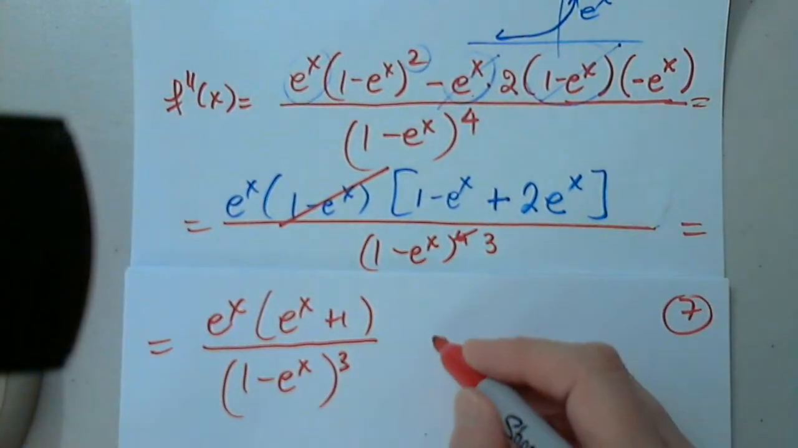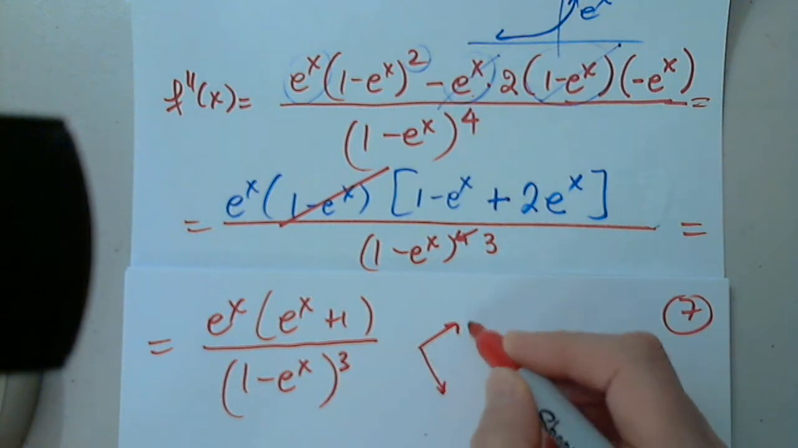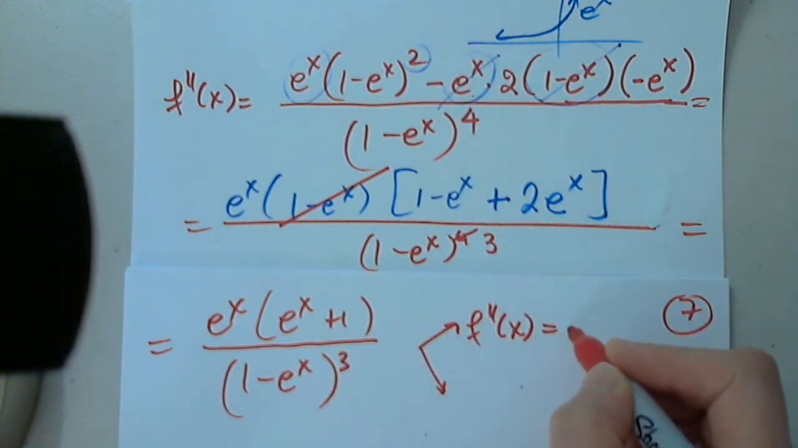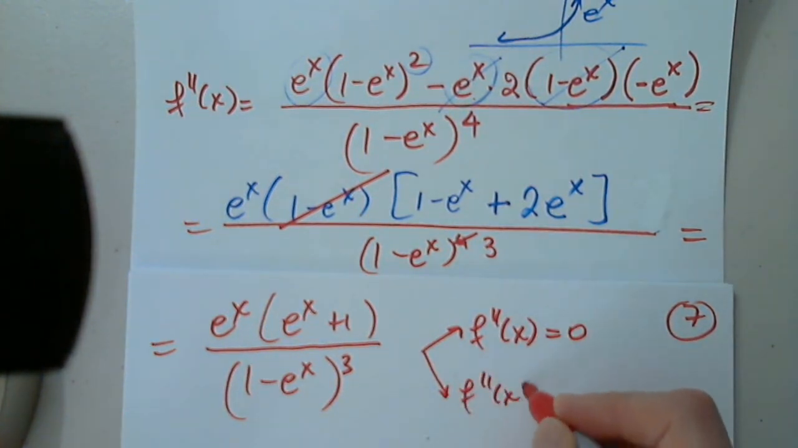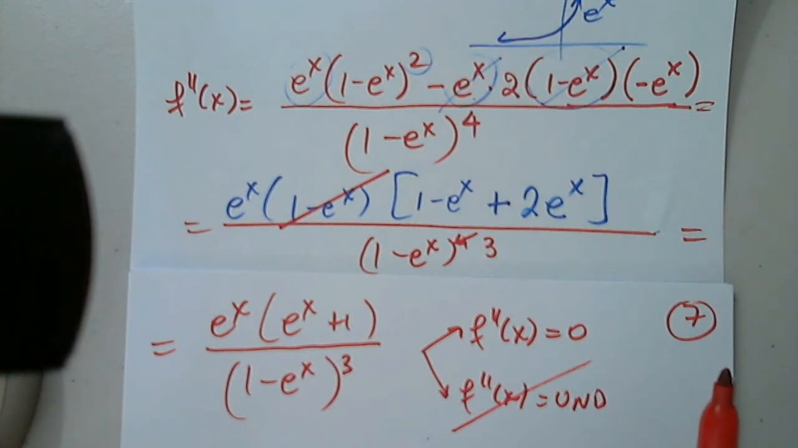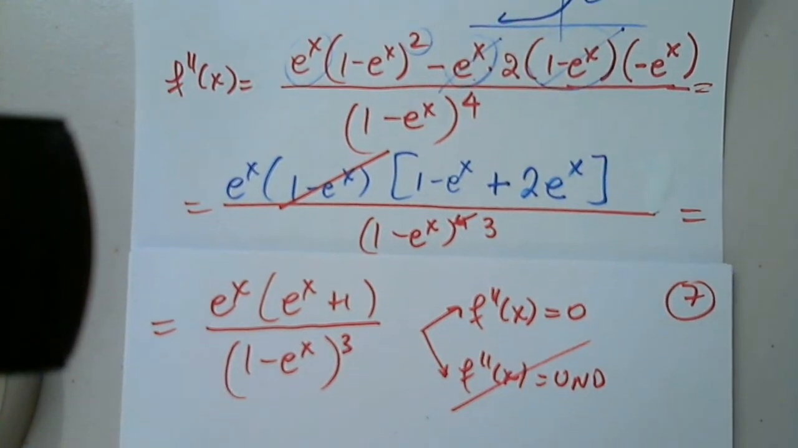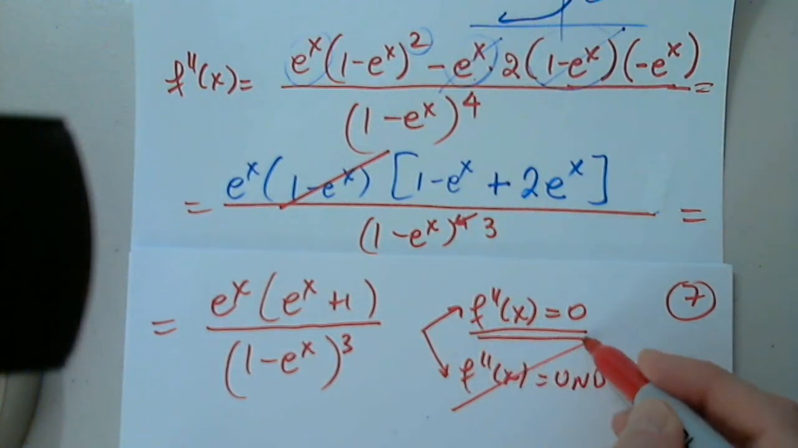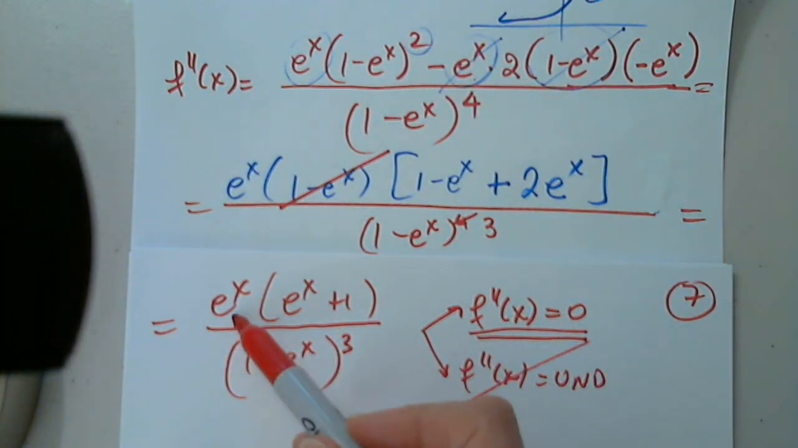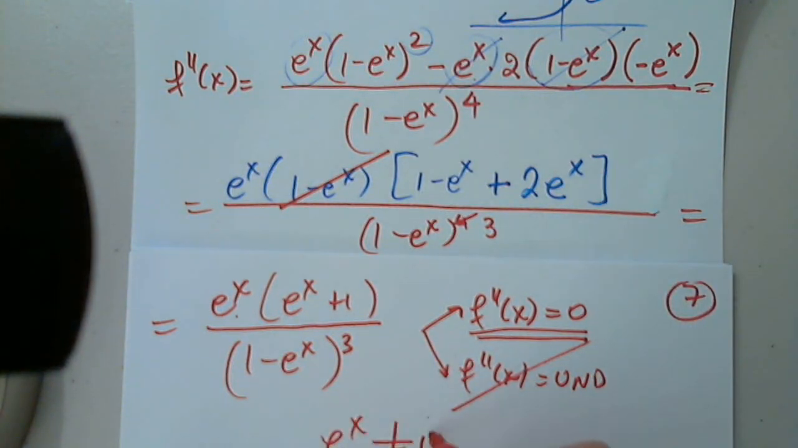And now I'm asking myself 2 questions. Where is the second derivative 0? And where is the second derivative undefined? Nothing will come out of this because it's undefined where the original function is undefined as well. So nothing will come out of that. But I have to discuss this. This can never be 0. We know the graph. E to the x is never 0.